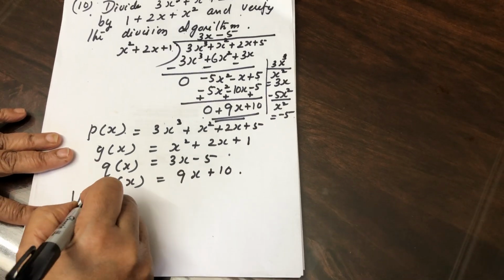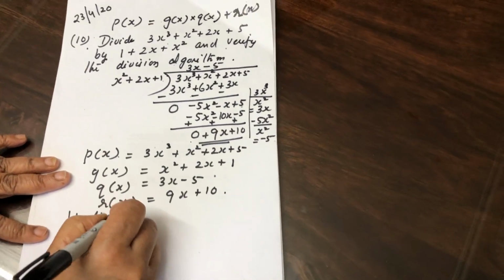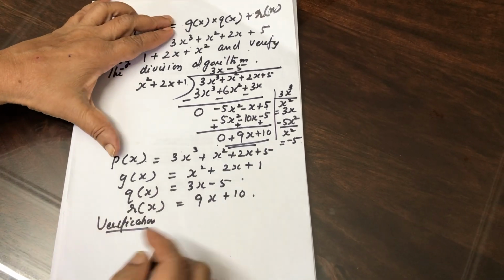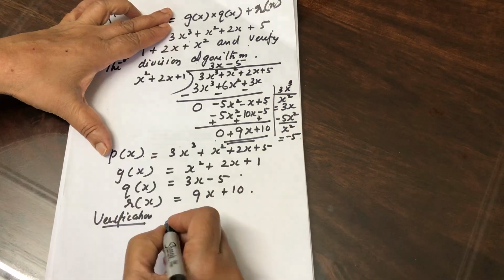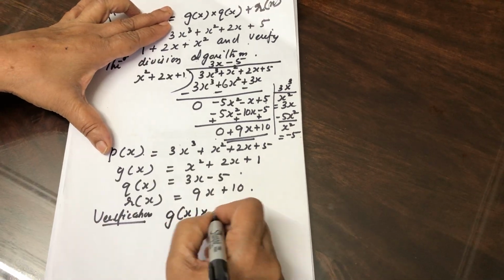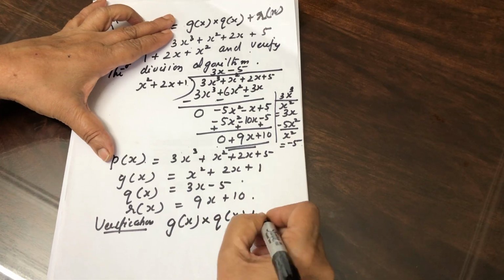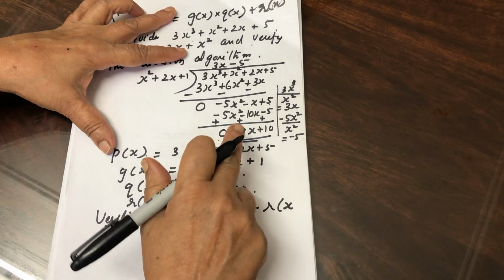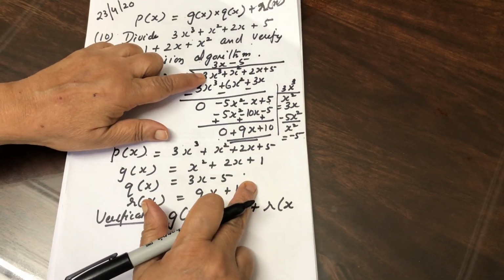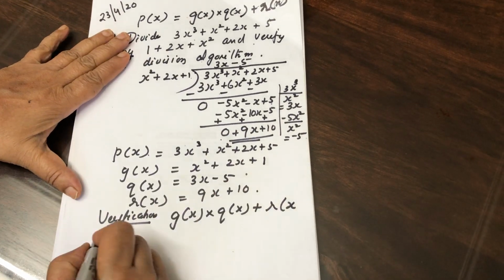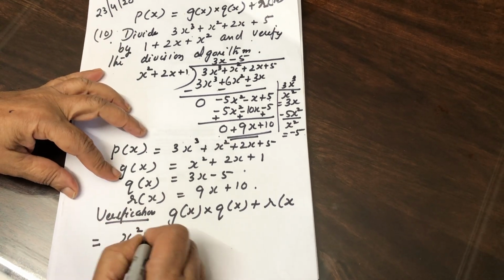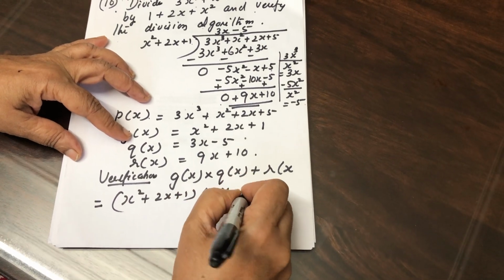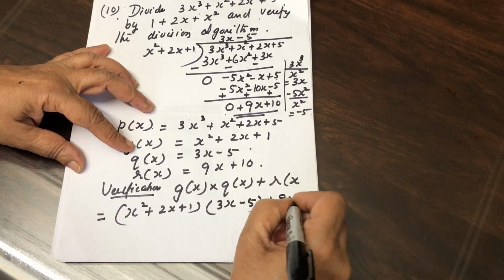Now you have to do the verification. What is the verification of the division algorithm? You have to take g(x) × q(x) + r(x). When you multiply this divisor into the quotient, then add the remainder, you should get the dividend. Then only your division is correct. So it is (x² + 2x + 1)(3x − 5) + (9x + 10).